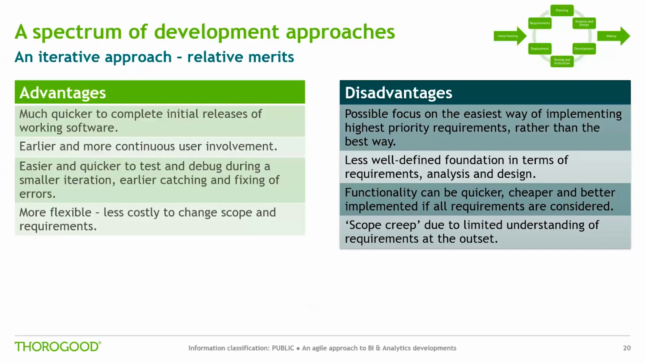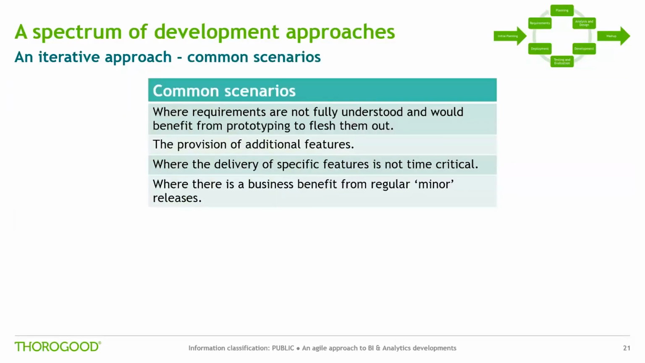Functionality can be quicker and cheaper to implement at times if all requirements are known at the start. For example, an extra field or table that's needed from source for a new report may be more difficult to integrate than if this was known at the start. And there is potential for scope creep due to limited understanding of the requirements at the outset.